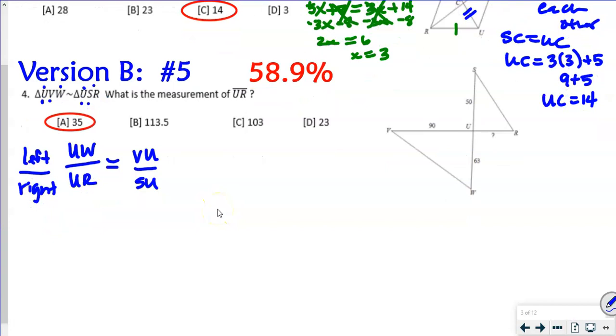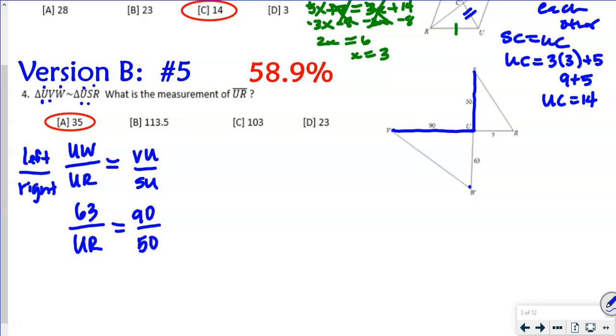UW is right here, so that's 63. And we're looking for UR, remember. And then we got VU is 90. It's right there. Right there's VU, so that's 90 over what? What do we have? It's SU, right? So SU's right here. So that's going to be 50.